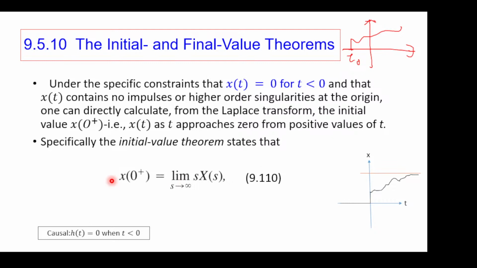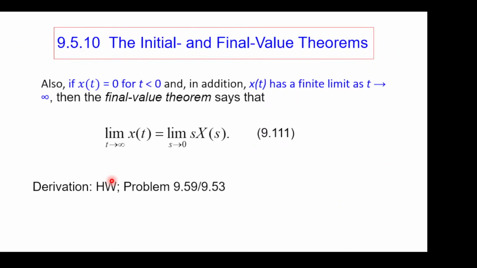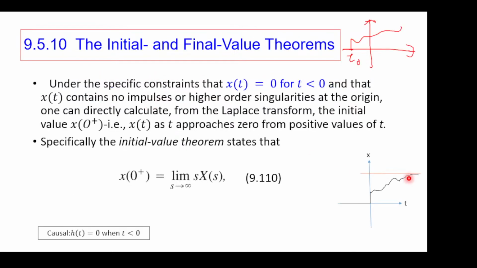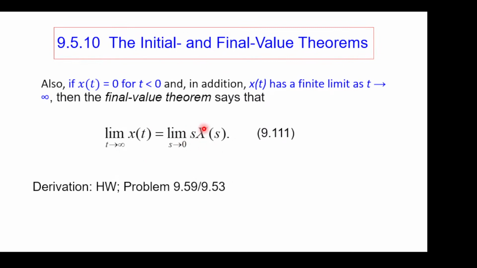And I guess let's finish this first. And also, if you have the same condition, so x of t equals 0 for t less than 0, then its infinity value, its limit at infinity, will equal the same expression, s times big X of s, but with the limit s goes to 0. Okay, so that's the final value theorem.